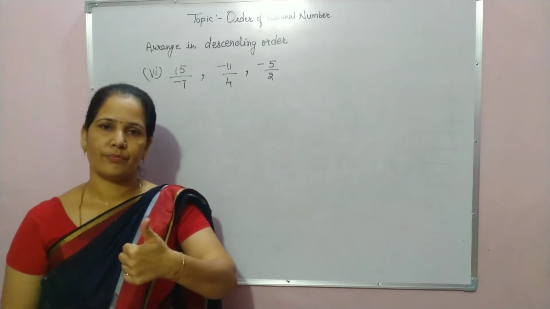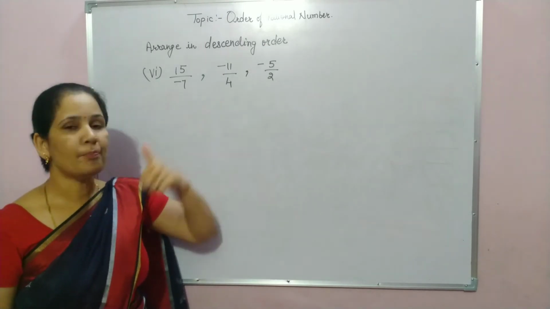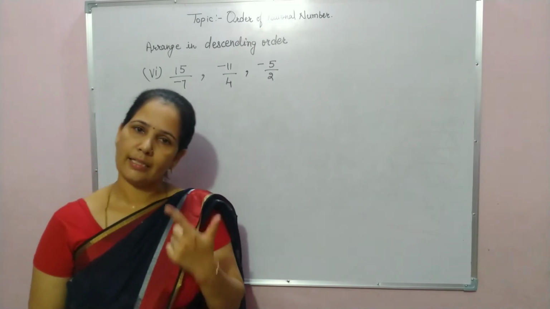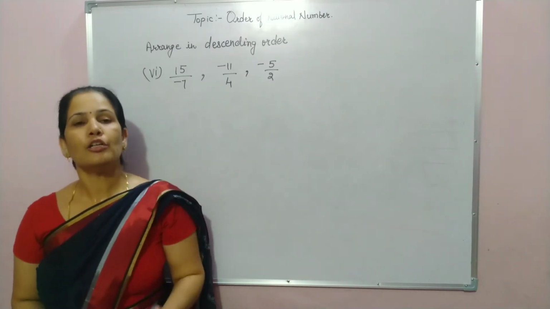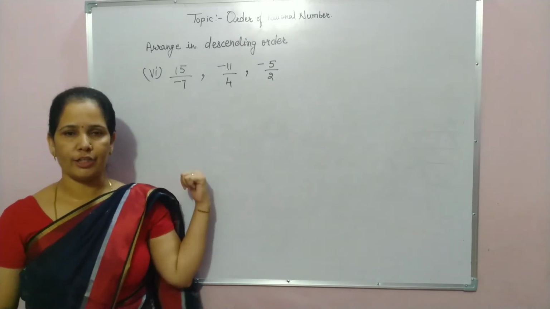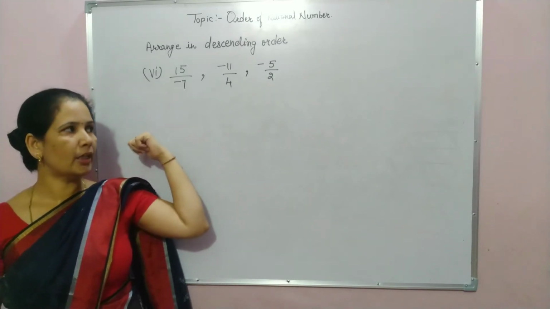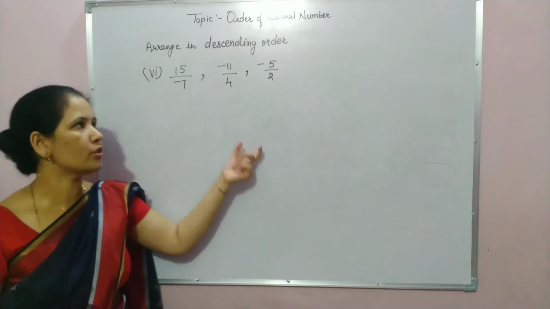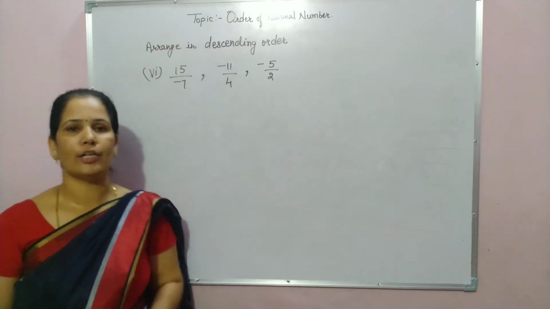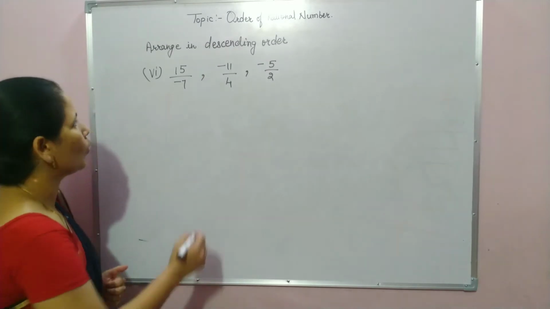First step, convert the denominator to positive. Second, take the LCM of the denominators. Then third, according to the numerators, arrange in order from bigger to smaller. Why are we arranging from bigger to smaller? Because we have to arrange in descending order. So let's start.